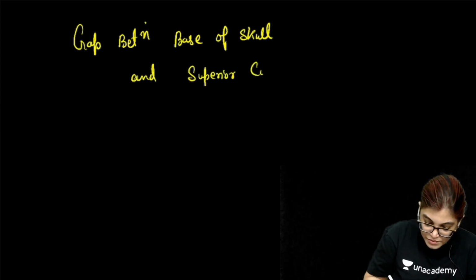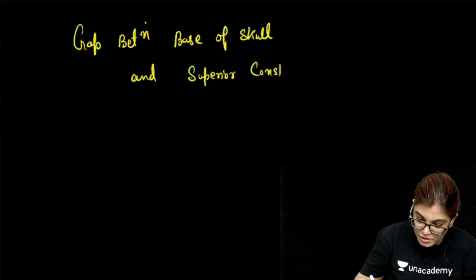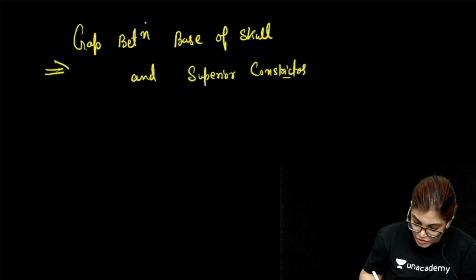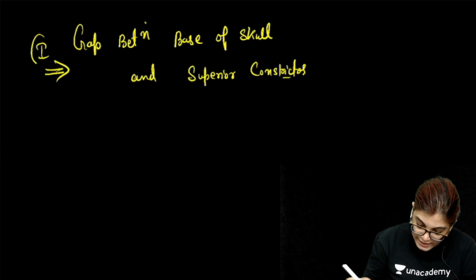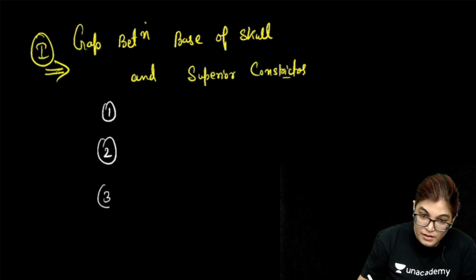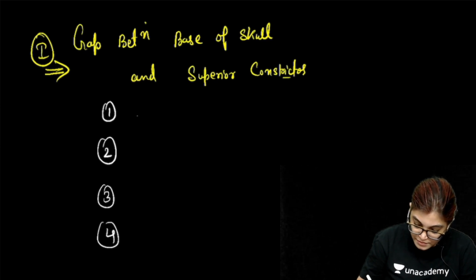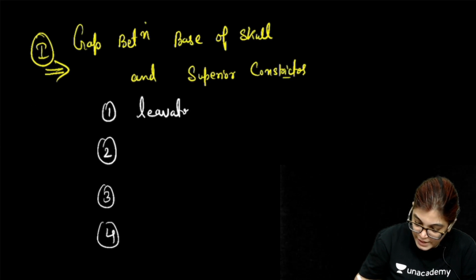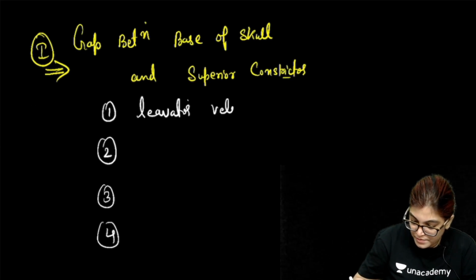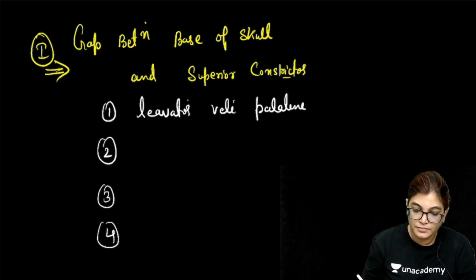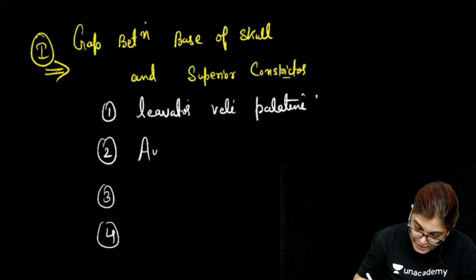So this is the first gap, and the structures passing through this gap are the following. The structures passing are 4, so you should complete this list. That is one muscle, the muscle is levator veli palatini, and the auditory tube.